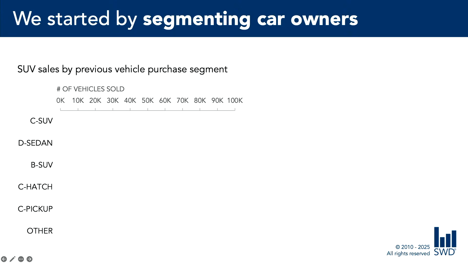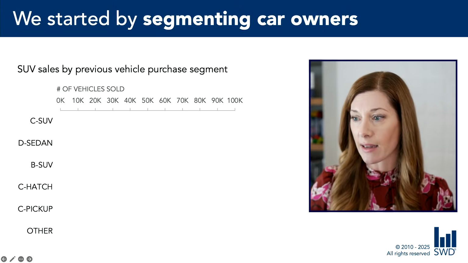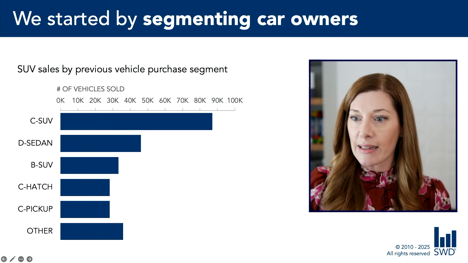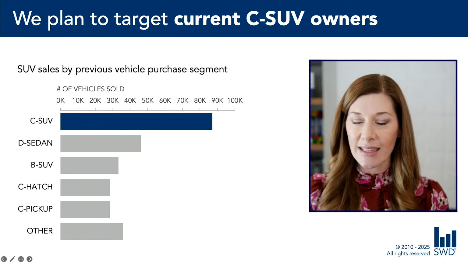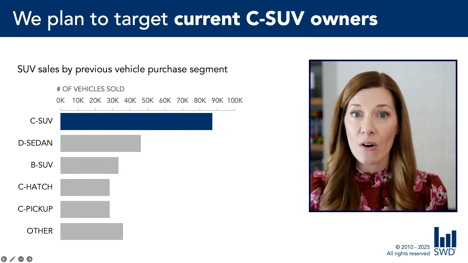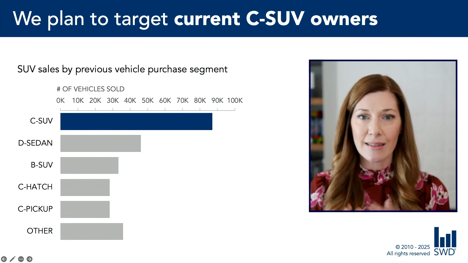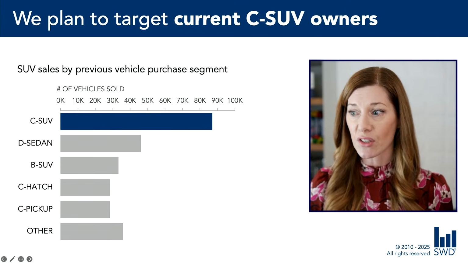Just as a bit of background, we started by segmenting car owners. I'm going to be showing SUV sales by previous vehicle purchased. Our x-axis at the top there is number of vehicles sold. And then we have the different types of cars down the left-hand side. Let's add some data here. And now we started by segmenting and decided to go after those currently owning a compact SUV. Seems to make sense. It aligned roughly with our marketing budget and the number of people we wanted to target.